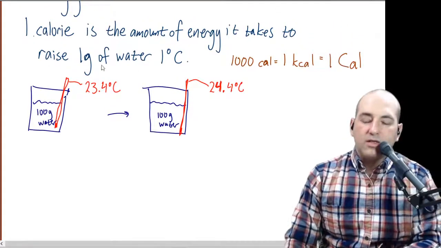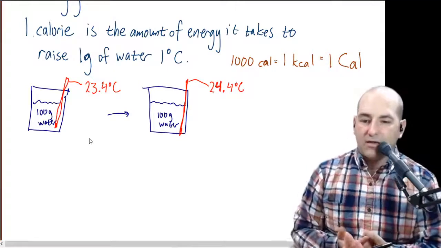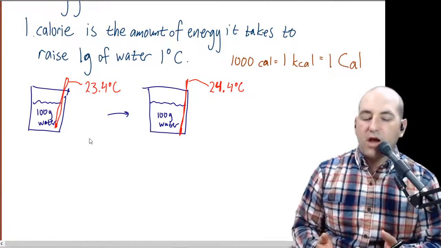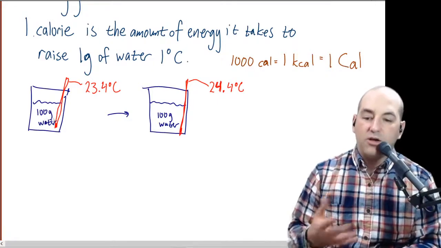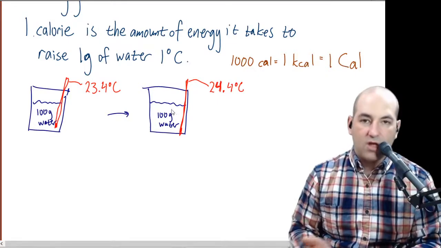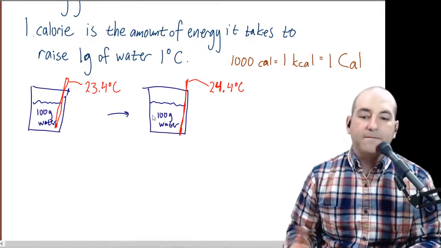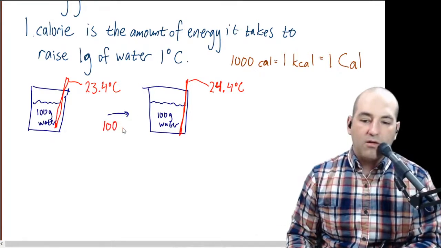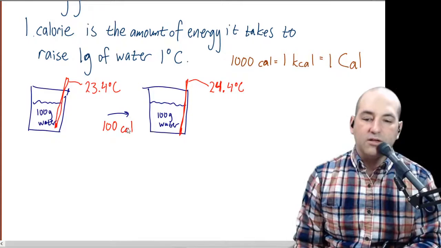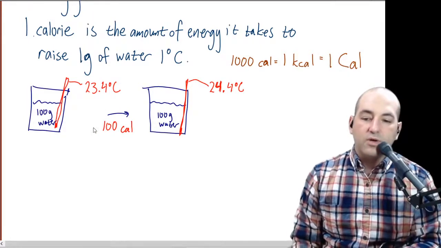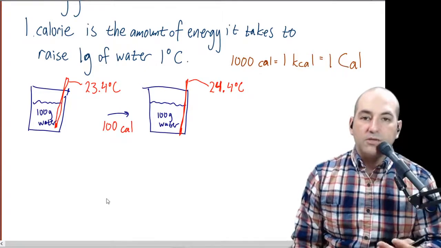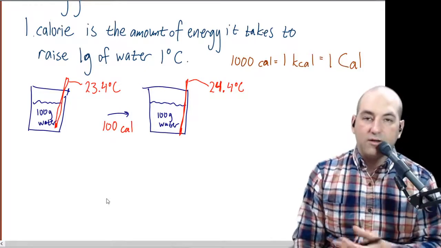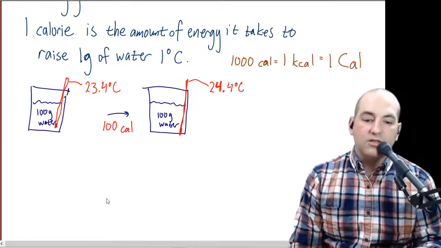Well, we can think about this ratio. If it takes one calorie to raise 1 gram of water 1 degree C, how many calories would it take to raise 100 grams of water 1 degree C? It would just be 100 times that, right? So it would be 100 calories of energy, little c calories of energy, is what it would take to raise 100 grams of water by 1 degree. Let's say if we wanted to raise it by 2 degrees, well, then it would be 200 calories, 3 degrees, 300 calories, and so on.